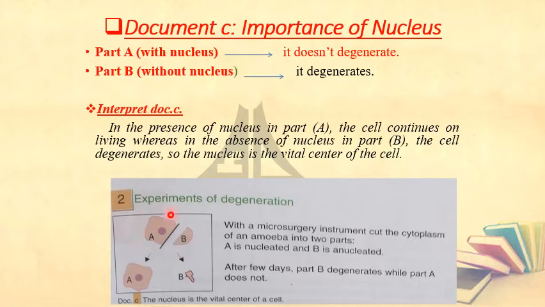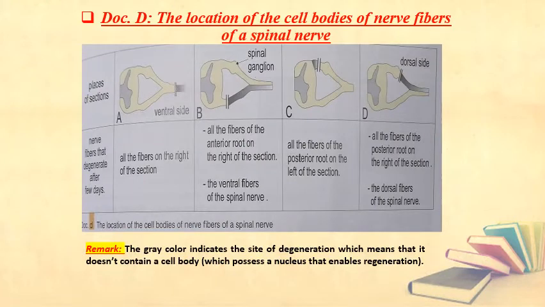What do you mean by regeneration? For renewing, for the cell to renew itself. Without the nucleus, if there is a part without a nucleus, it is going to die. It will degenerate because it will not be able to undergo renewal. Now we use the conclusion of document C for document D.